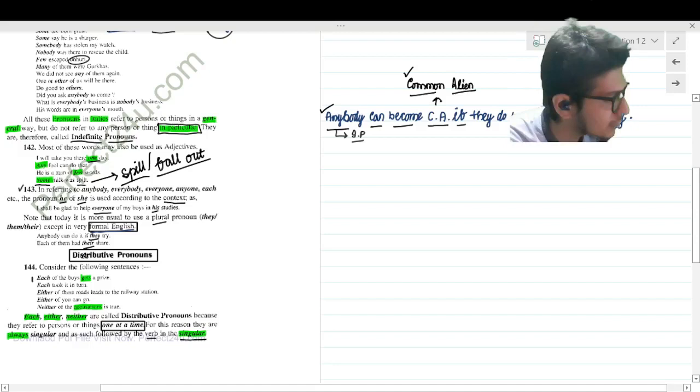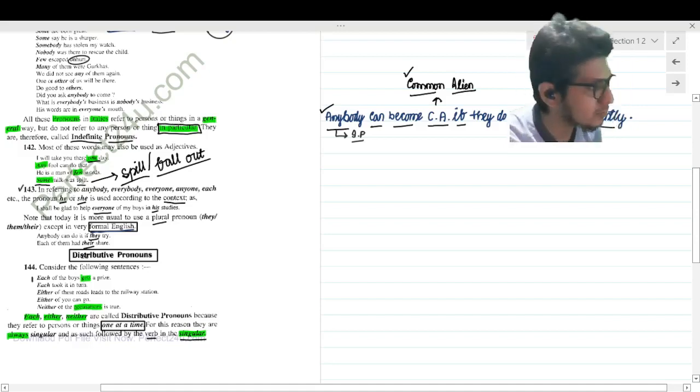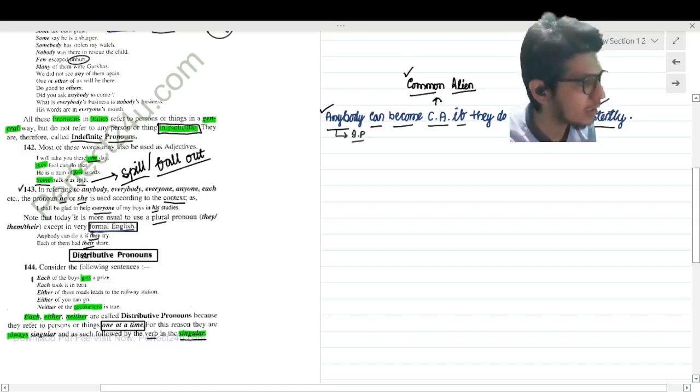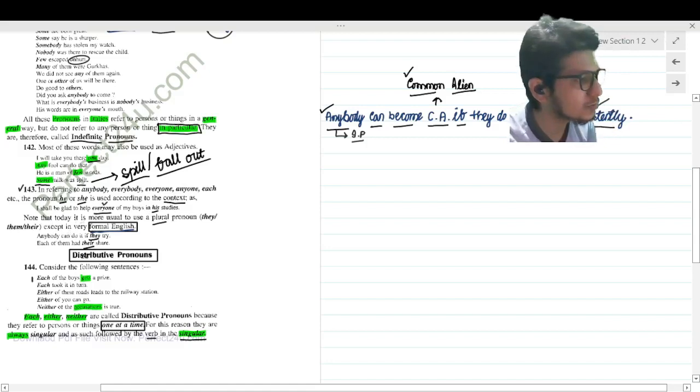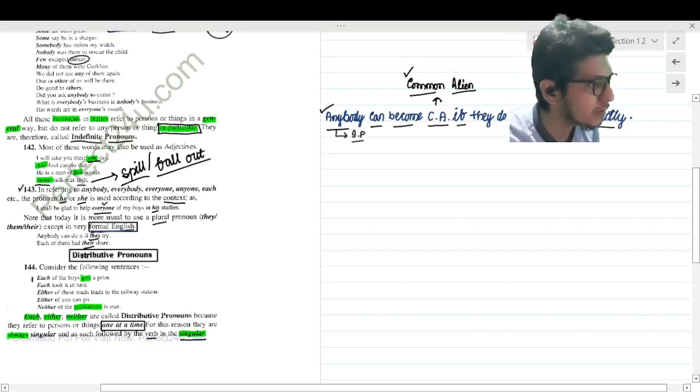In rule number 143, in referring to anybody, everybody, everyone, anyone, each, etc., the pronoun he or she is used according to the context. I shall be glad to help everyone of my boys in his studies. Note that today it is more usual to use a plural pronoun they, them, their, except in very formal English. Anybody can do it if they try. Each of them had their share.